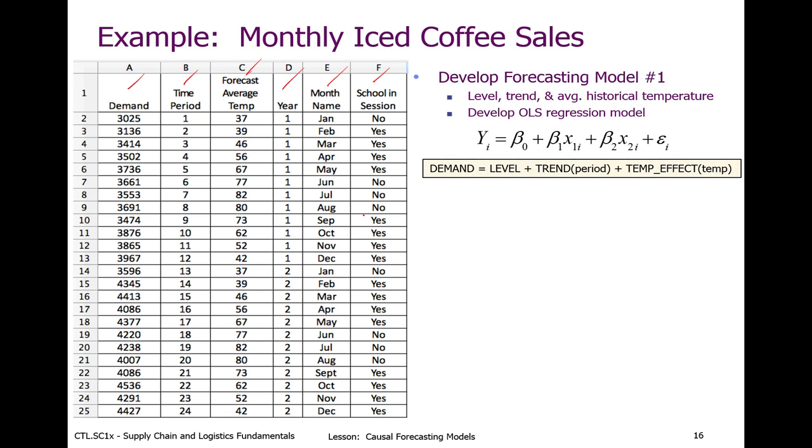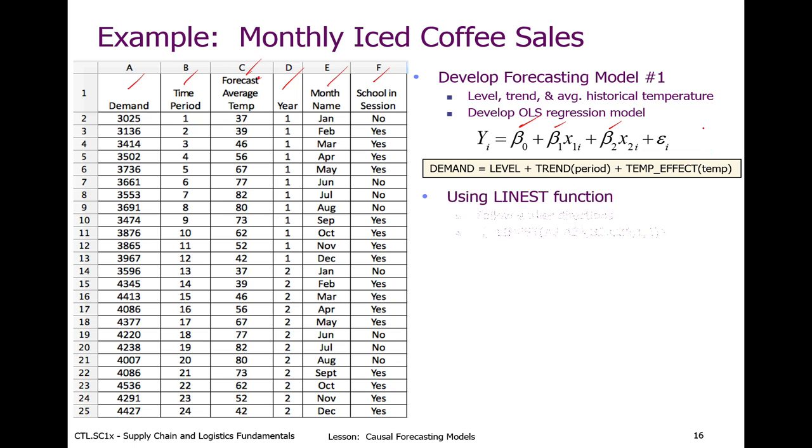So what am I going to do? Let's develop a number of different models. The first model we're going to test assumes there's a level for the demand, that's beta naught. We think there's a trend, that's beta 1, that's a function of the time period. And then we also think there's this beta 2, which is the impact of temperature. So my variable x2 is going to be the forecasted temperature. So this is what my regression equation looks like.